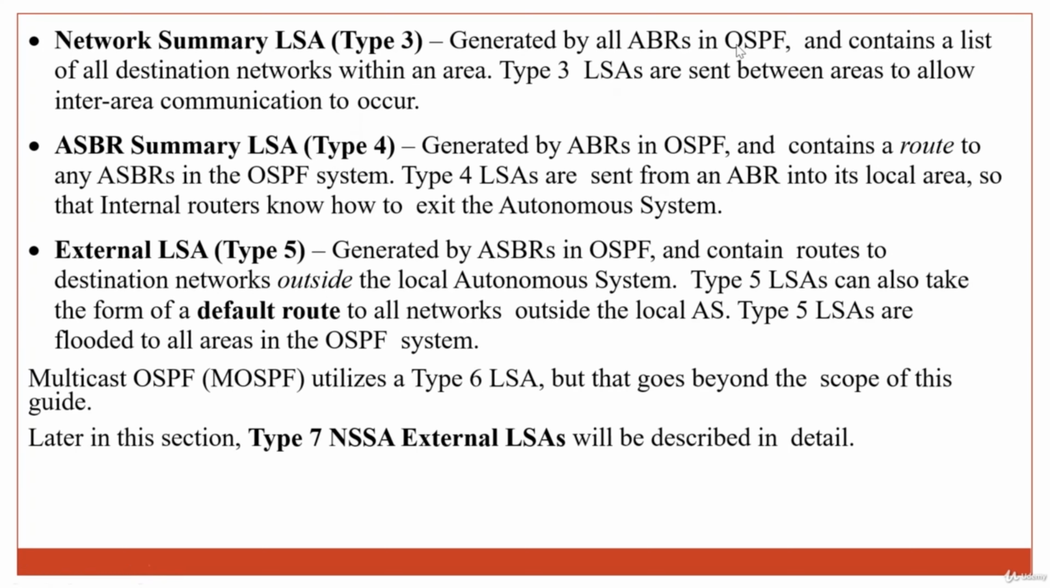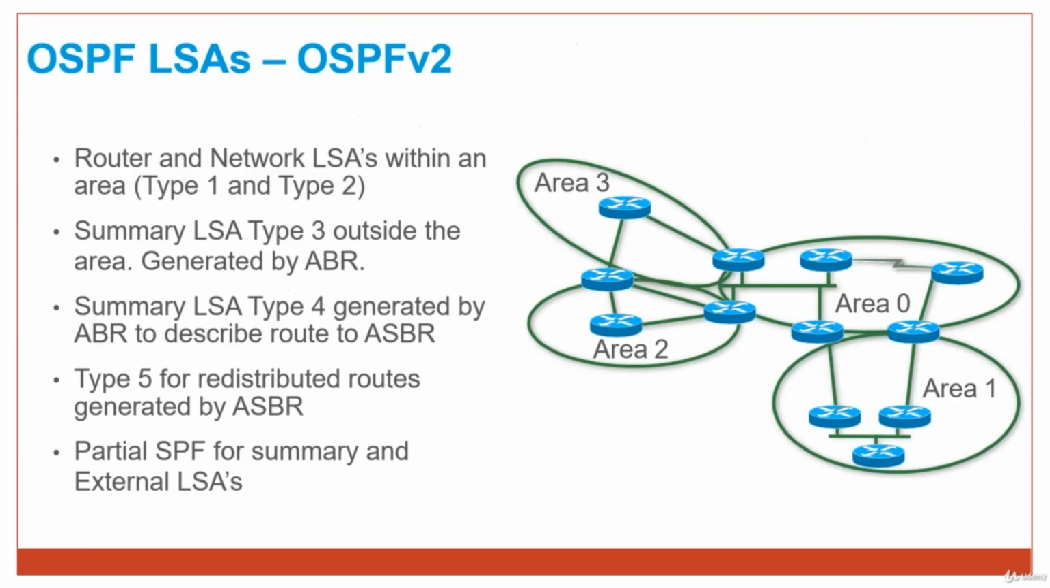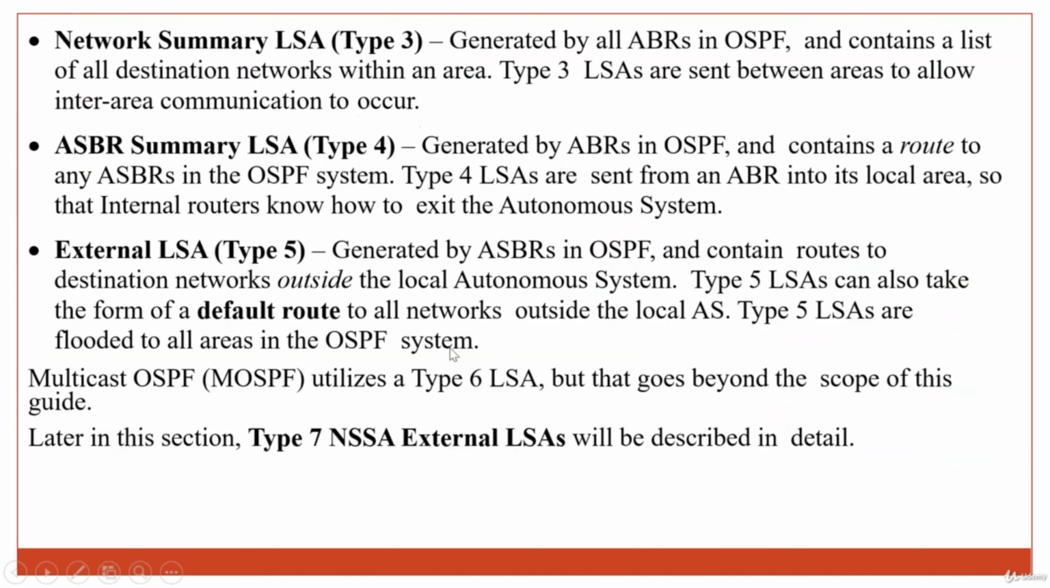Then we have the network summary LSA, that is type 3. What it is doing, that generated by ABR, and this can be used for inter-area communication. We'll see that all the places you have this inter-area link. So you have area 0 connected by different areas, and all these ABRs shown in the diagram, they are going to generate type 3 LSA to do this inter-area communication.